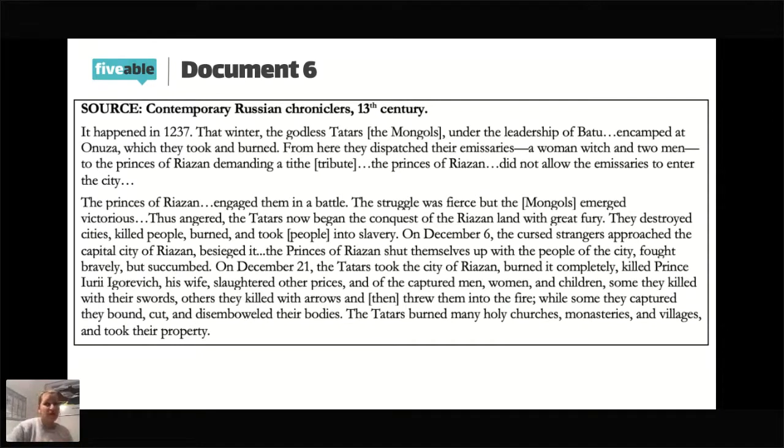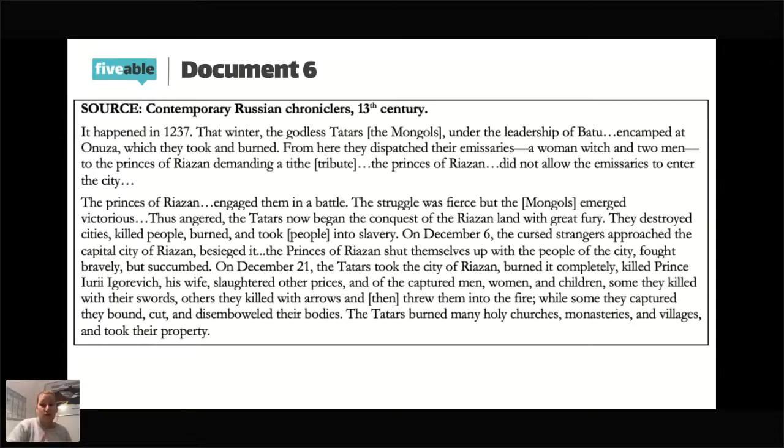Whereas we saw in other documents, they were under Mongol rule and they were flattering them. This one, of course, puts them in a very bad light. So here in these chronicles, they're trying to elevate the sacrifices of the princes because it's their Russian history. They want them to be more like martyrs for the cause of the Russian people. They refused to fall under Mongol rule. They fought bravely into the very end.